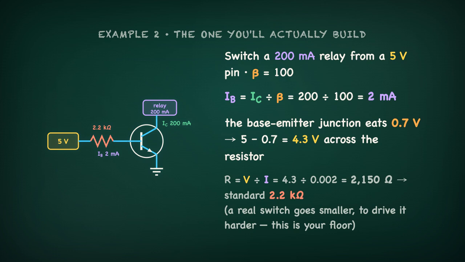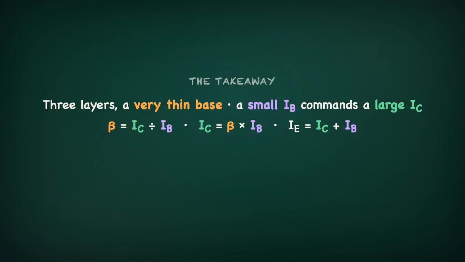So, 3 layers, a very thin base, and a small base current that commands a big collector current. Beta is the ratio. Collector equals beta times base, and the emitter carries the sum.